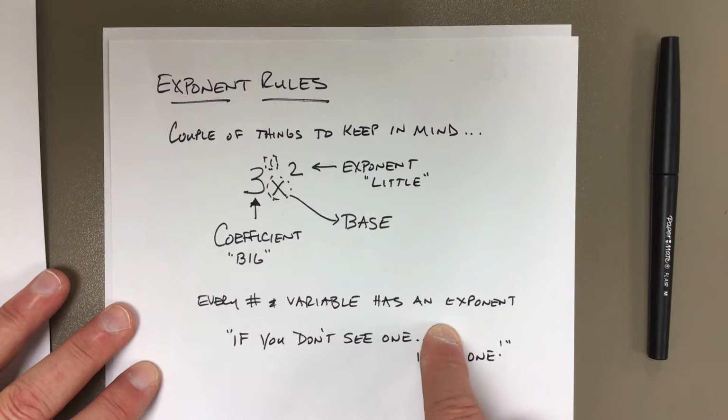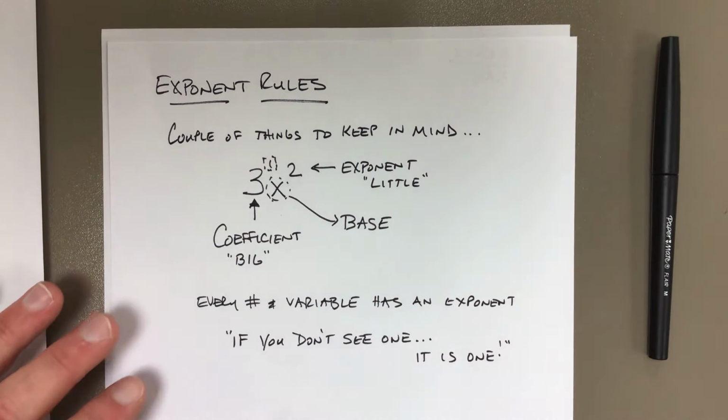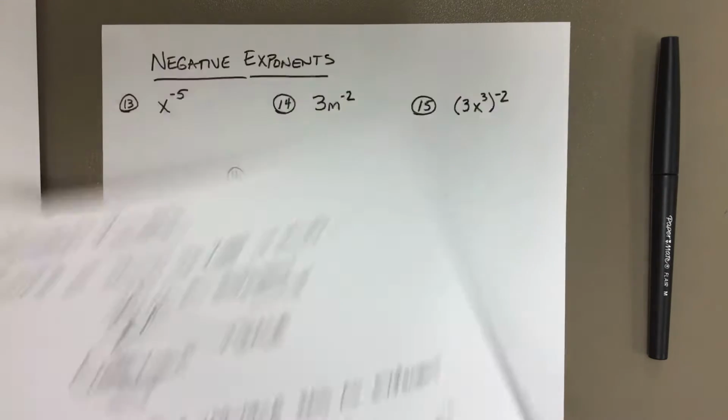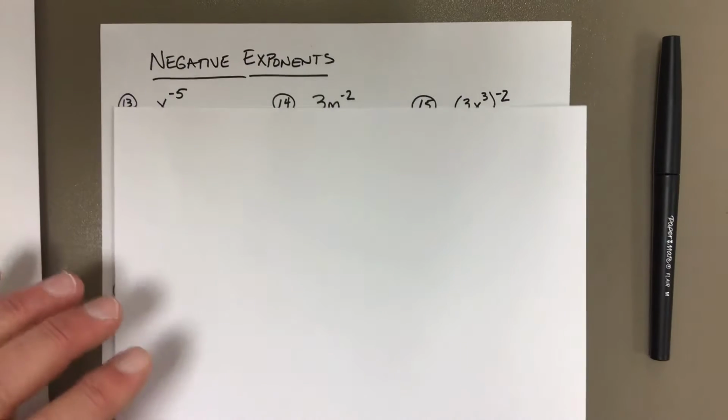Also, we need to know that every number or variable has an exponent. So if I don't see one, it is 1. So we've got to keep that in mind. All right, this one we're going to talk about negative exponents.